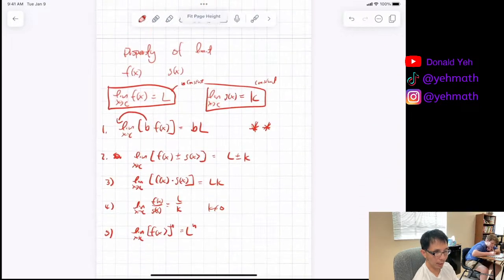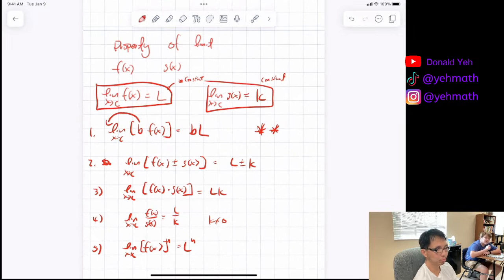Okay, so this is the property of limits. Now assume there are 2 functions, f of x and g of x, and the limit as x approaches c of f of x gives you an L. The L is a constant, and the k is a constant. This is just a property. This is not that crazy. This is just very easy, intuitive stuff. So just understand that the limit as x approaches c of f of x is equal to L, and the limit as x approaches c of g of x is equal to k.